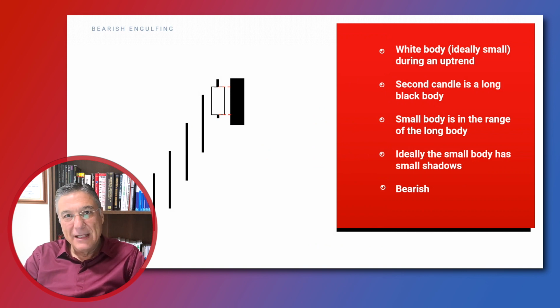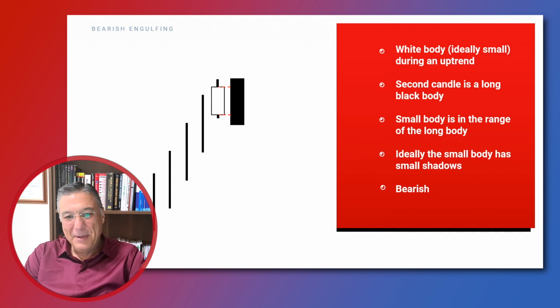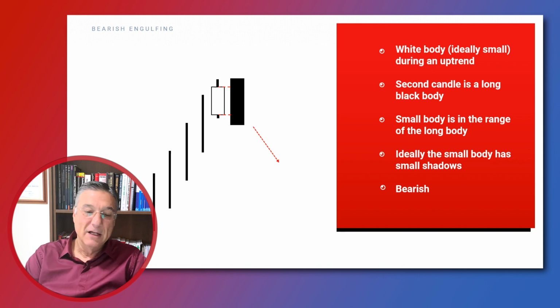meaning that it doesn't really matter whether the shadows extend above and below the long black body. But personally, I feel more confident when both the shadows and the white body are contained within the long black body. Good. And when we identify this bearish engulfing pattern at the top of a rally, then of course it has bearish implications. But as I always say, it's better to wait for a price confirmation, meaning waiting for the price to fall below the low price of the pattern.